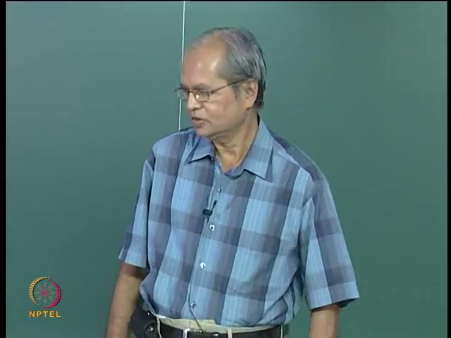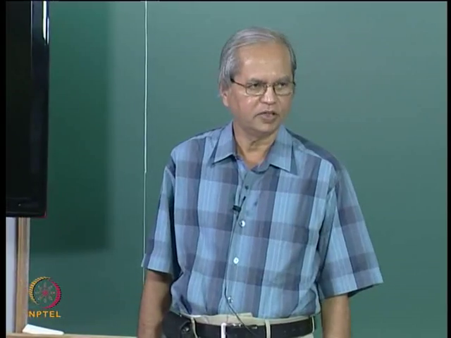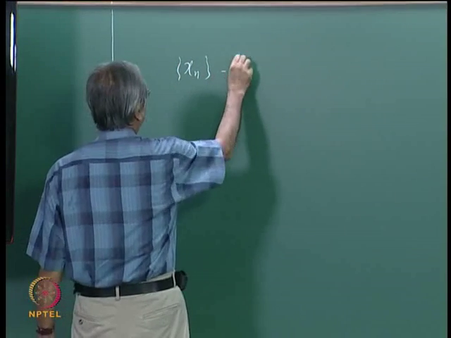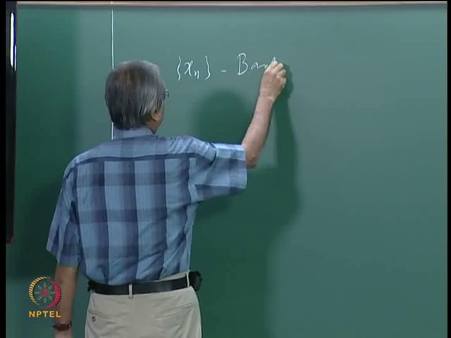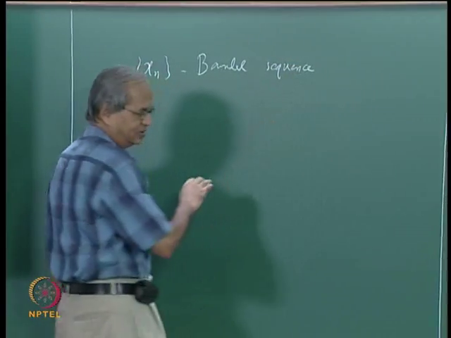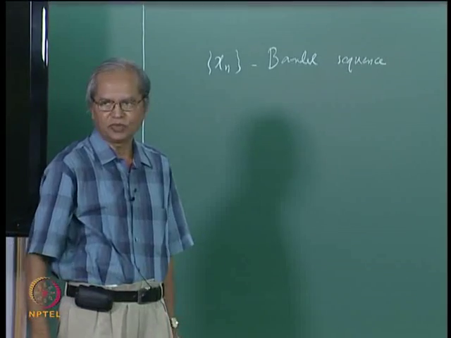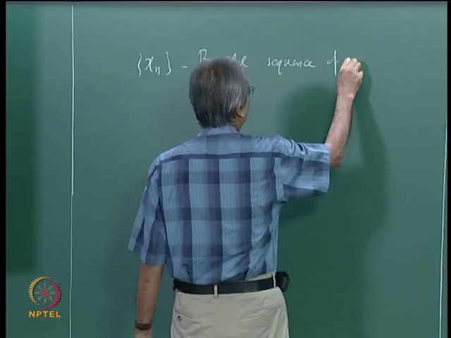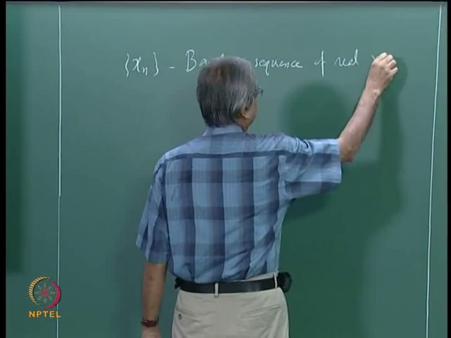We discussed in the last class the concept of what is meant by limit superior and limit inferior of a bounded sequence. Let us just recall that once again. Suppose xn is a bounded sequence. Of course all sequences are sequences of real numbers, so I need not say that separately, but if you want you can say a sequence of real numbers.